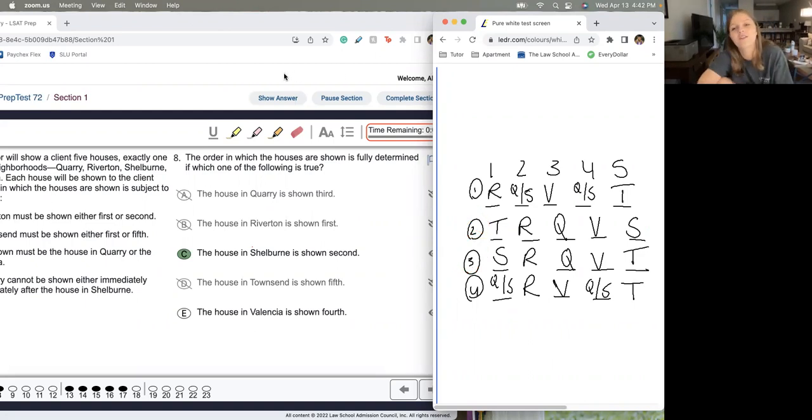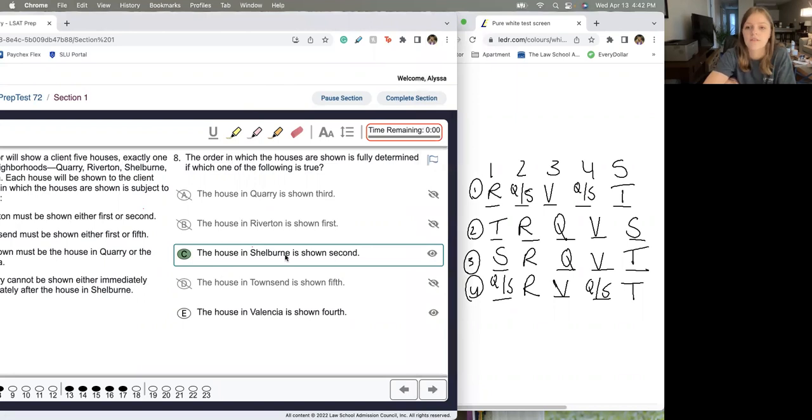And if you say to yourself, well, they're all determined in each of the worlds, ask yourself who's in that 1st spot. You're going to say, well, it's either T or S. That answers your question. It doesn't completely determine it because you have this either or. So our answer choice is C. Once I have S in my 2nd spot, I know where all of my houses are.